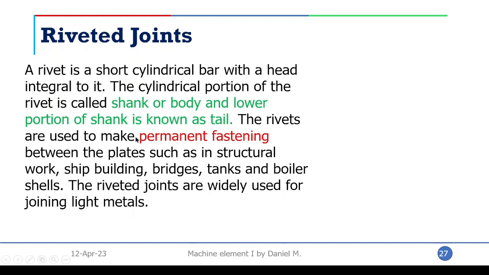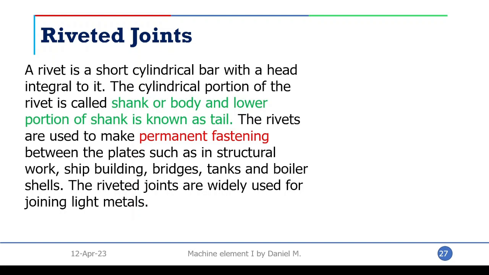The rivets are used to make permanent fastening between plates, such as in structural work, shipbuilding, bridge is also one form of structure, tanks, boiler shells, and so on. The rivet joints are widely used for joining light metals instead of joining thick metals with large thickness. We use rivets to join the plates with minimum thickness or small thicknesses, that means light metals.